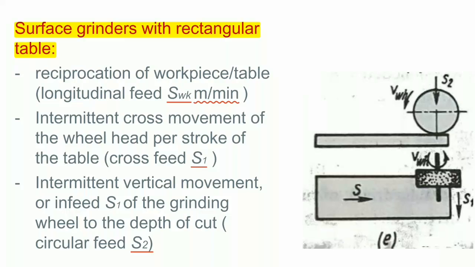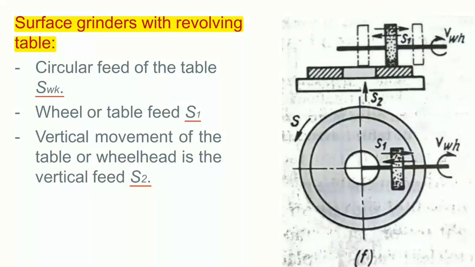Surface grinders with rectangular table: reciprocation of workpiece or table, longitudinal feed as WK meter per minute, intermittent cross movement of the wheel head per stroke of the table, cross feed S1, intermittent vertical movement or infeed S1 of the grinding wheel to the depth of cut, circular feed S2. Surface grinders with revolving table: circular feed of the table as WK, wheel or table feed S1, vertical movement of the table or wheel head is the vertical feed S2.